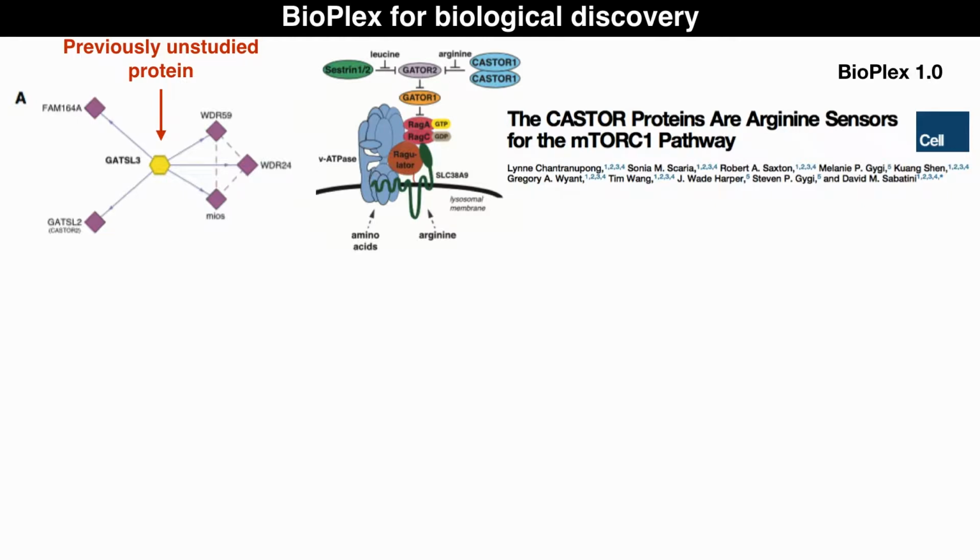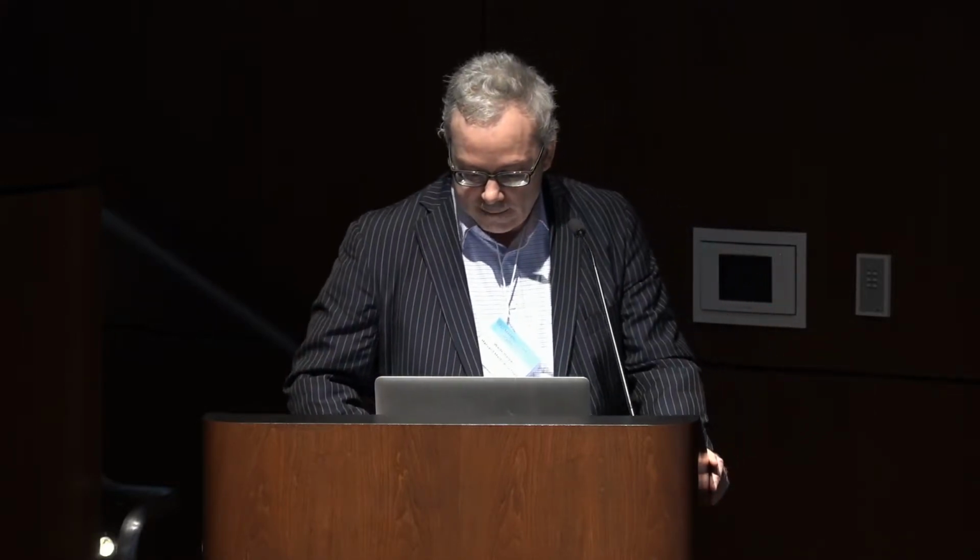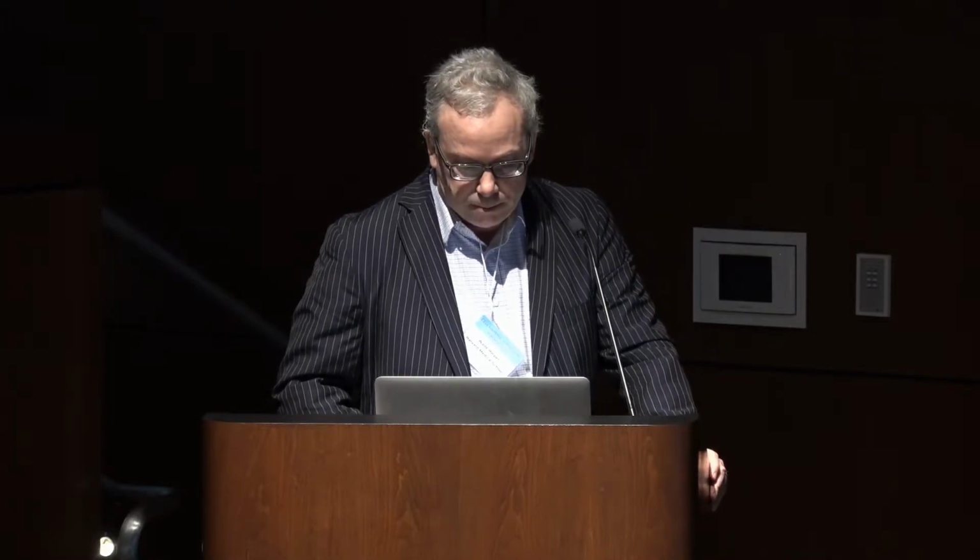In a very similar kind of fortuitous experiment, by IPing various components of the GATOR and KICSTOR complexes, as well as this previously unstudied C7orf60, we were able, again with the Sabatini lab, to identify what turns out to be the S-adenosylmethionine receptor, again regulating mTOR activity on the lysosome. So this is just two examples out of many where there's a completely unstudied protein, and we can identify potential interactors and then lead to an understanding of function.